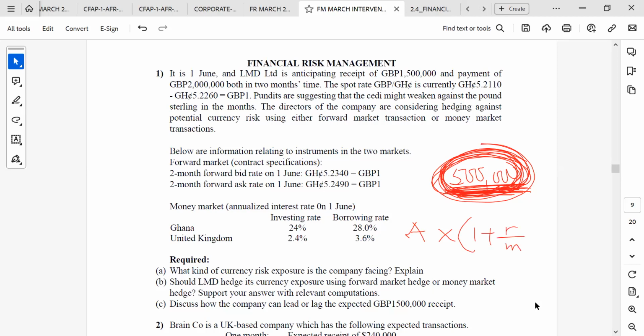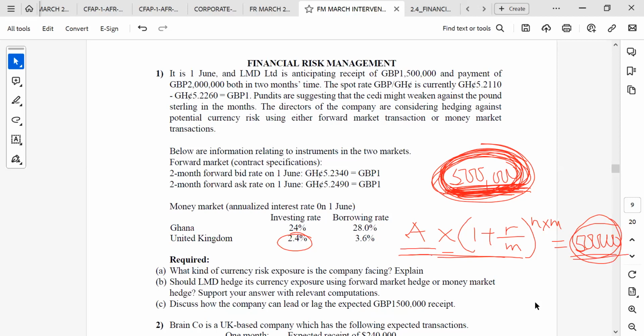The rate will always be given to you yearly, so for 2 months you divide by 6. Then this will be exponent M times N, which will give you the future value of this amount. So you are investing a certain amount of pounds today at this interest rate, and at the end of the 2 months, you have a total amount of this. So the question now is, what amount in pounds are we investing today so that in 2 months' time it will give us the total amount?